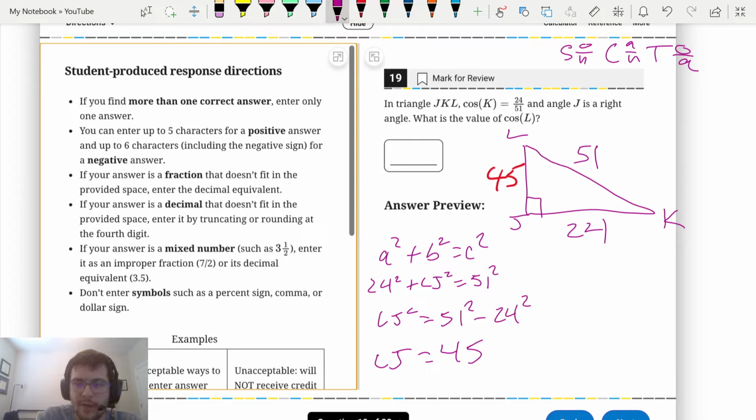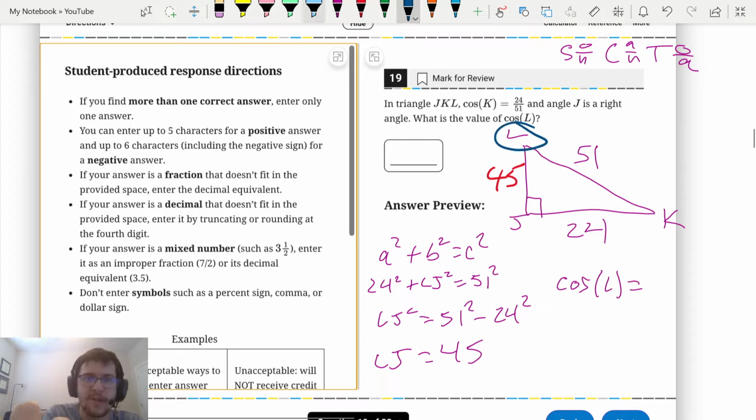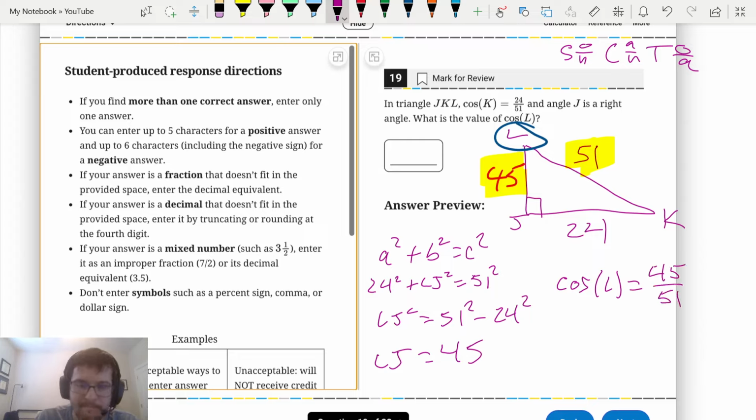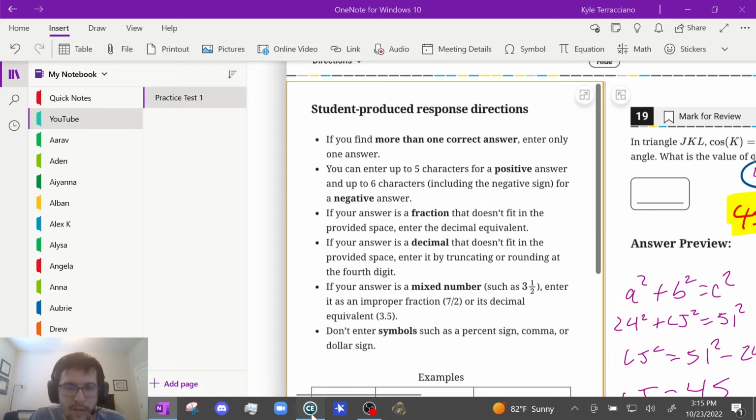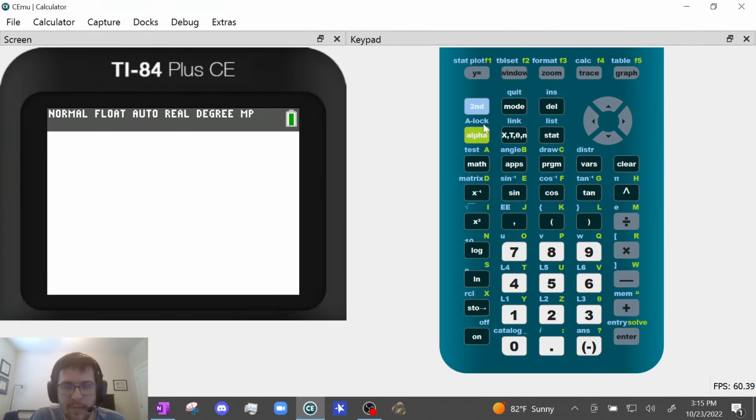And now we're going to do cosine of L. So we're going to do adjacent over hypotenuse. Looking at angle L now, the adjacent of angle L is 45. The hypotenuse is 51. So I get 45 over 51. If you didn't know this, you can simplify fractions on the calculator quite easily. So I'm going to show you how to do that. You can type it as a fraction by pressing alpha y equals enter, or you can just press alpha and then x. And you can do 45 over 51. And it'll simplify it for you. So it's 15 over 17.